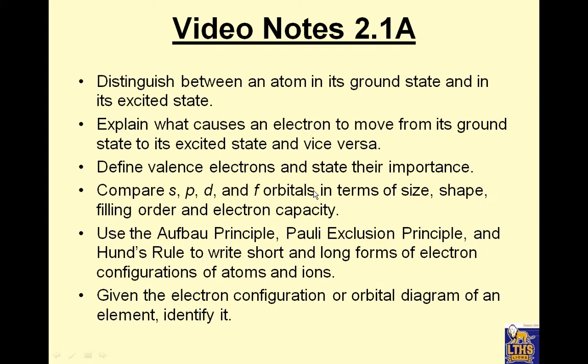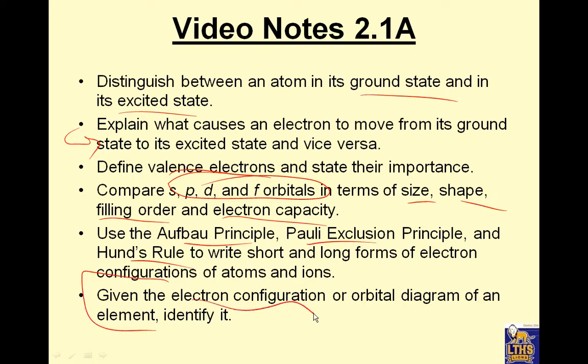Okay, so make your electrons jump up to tell the difference between ground state and excited state. What causes that? Define valence electrons. Compare the orbitals: size, shape, order of filling, and how many electrons they can hold. Use your rules, and then do electron configurations and orbital diagrams.